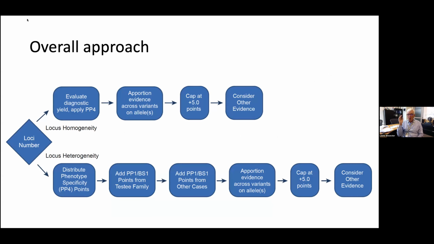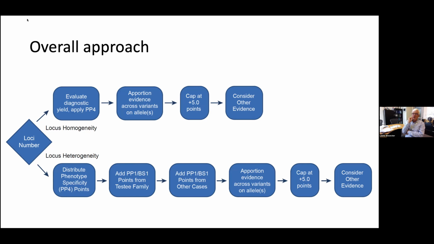So I'll start with our overall high-level approach to what we're doing. What we have developed is a flow chart, an algorithm, and it starts with something that you might find surprising. It starts with what you know about the number of genes that are associated with the phenotype of the testee. And that is either locus homogeneity or locus heterogeneity. Two really fundamental principles in human genetics.